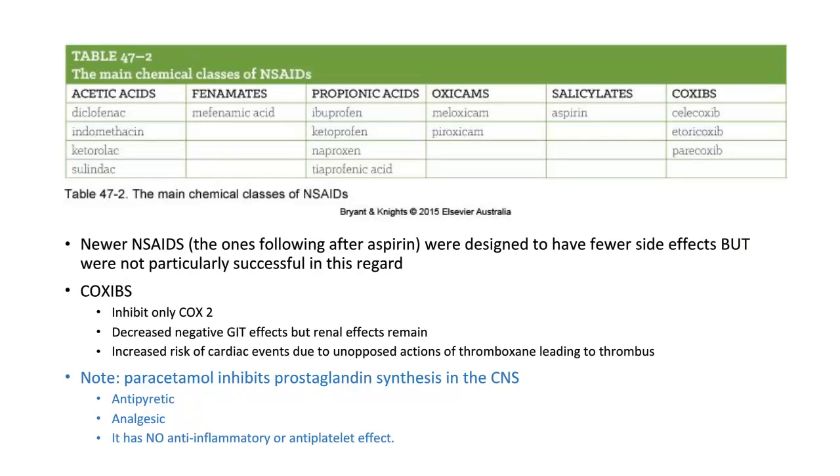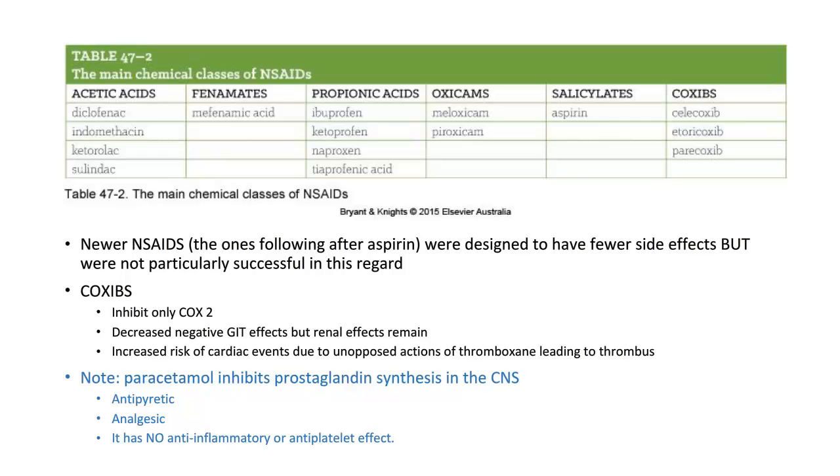So these are the different chemical groupings for the NSAIDs, and you can see aspirin sitting under the salicylates label up the end, ibuprofen sitting under the propionic acids, along with naproxen, and you can see that indomethacin and diclofenac acid are sitting up with the acetic acids, and the COXIBs are right down the far right end of this table.